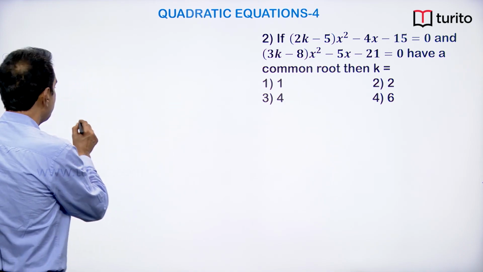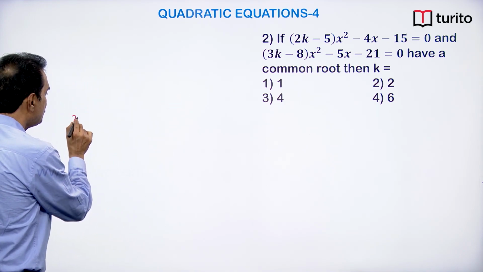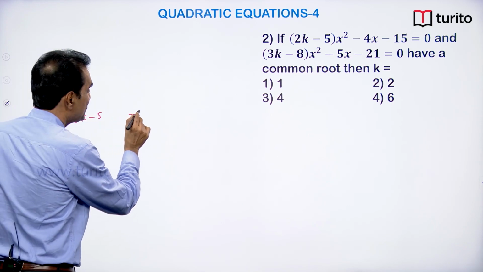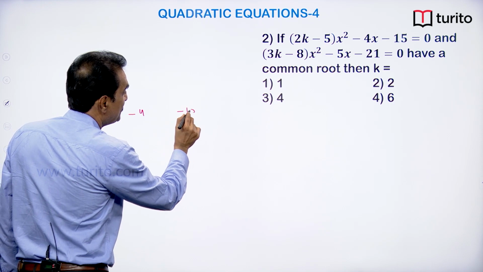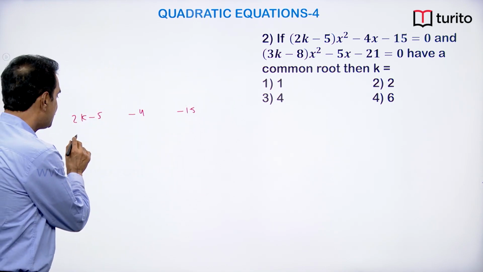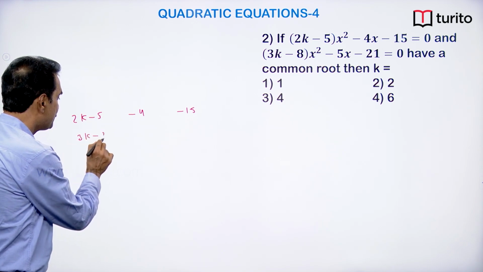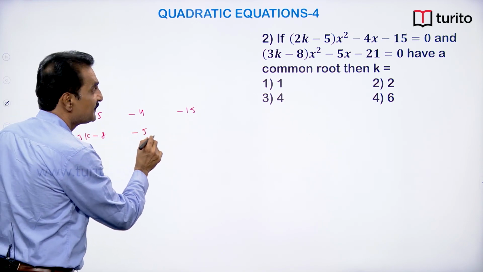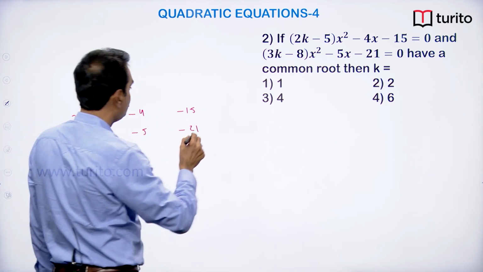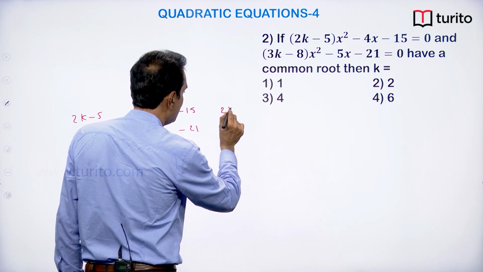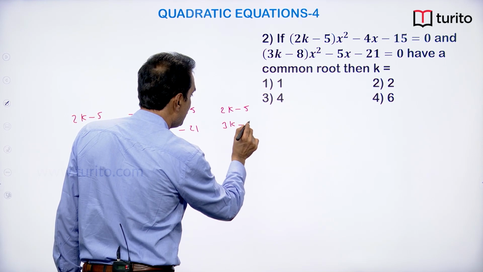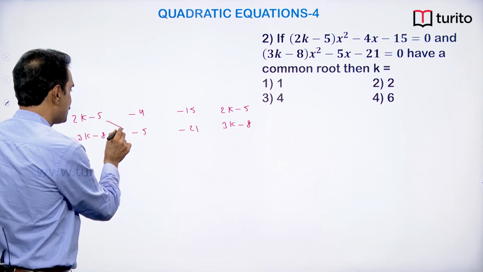What are the coefficients? 2k minus 1, 2k minus 5, minus 4, minus 15, coefficients of the first equation. Next 3k minus 8, minus 5, minus 21, and the first coefficient should be repeated, 2k minus 5, 3k minus 8. Take arrows like this.